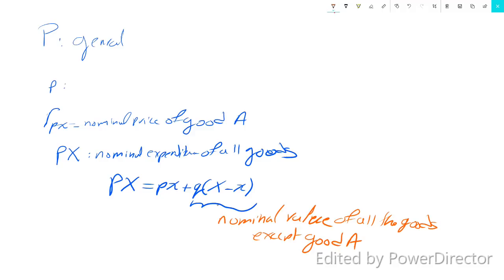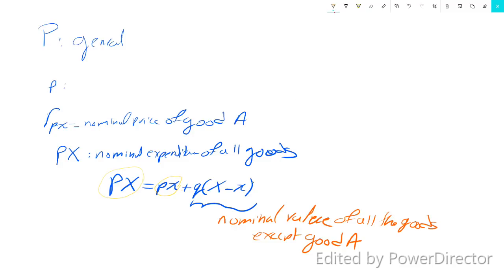So if we add to it the nominal expenditure of good A, then we're going to get what? The overall nominal expenditures of all the products. And this equality holds.